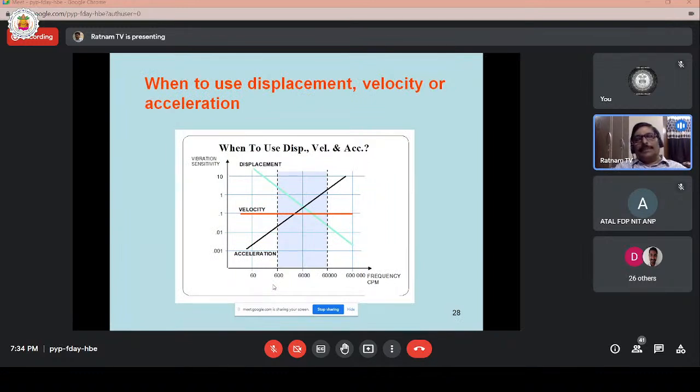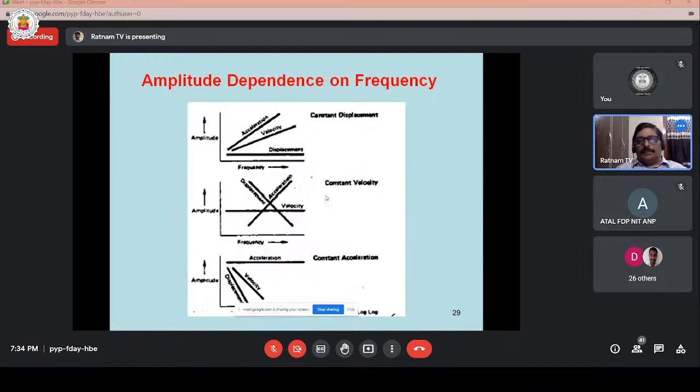When to use displacement, velocity, and acceleration? While measuring any machinery parameters, which parameter is to be used: displacement, velocity, or acceleration? Displacement is well utilized at low frequency, as higher amplitude can be obtained in the lower frequency zone. When you increase the frequency, you cannot get the proper amplitude in displacement.